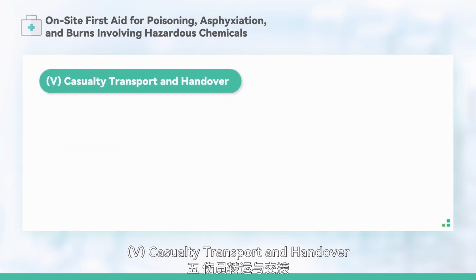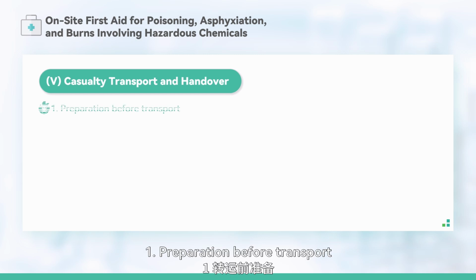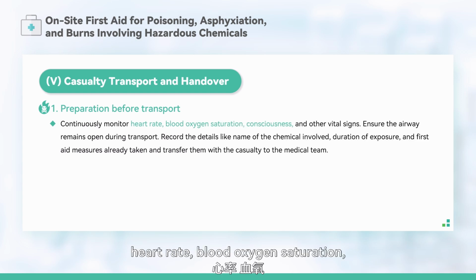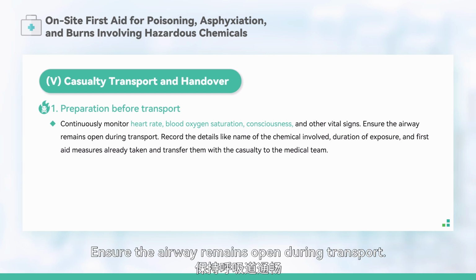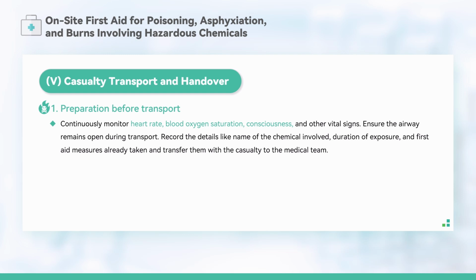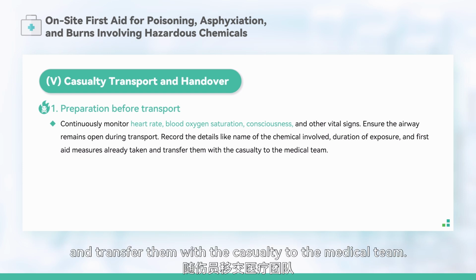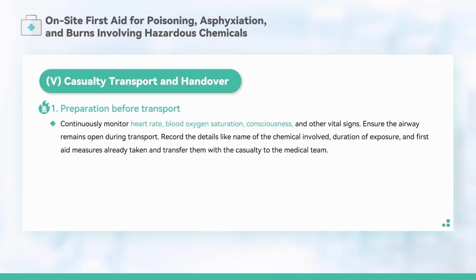5. Casualty transport and handover. 1. Preparation before transport. Continuously monitor heart rate, blood oxygen saturation, consciousness, and other vital signs. Ensure the airway remains open during transport. Record details like the name of the chemical involved, duration of exposure, and first aid measures already taken, and transfer them with the casualty to the medical team.